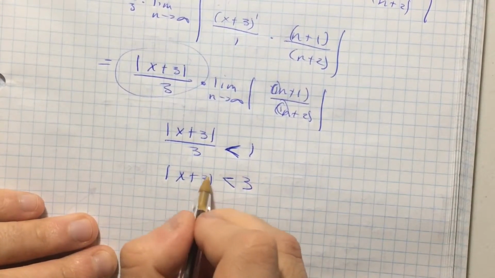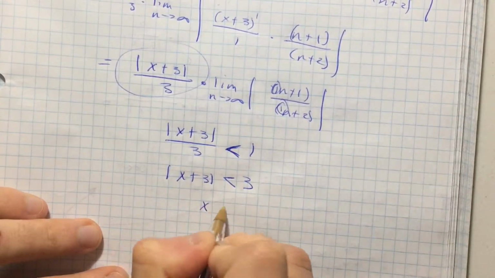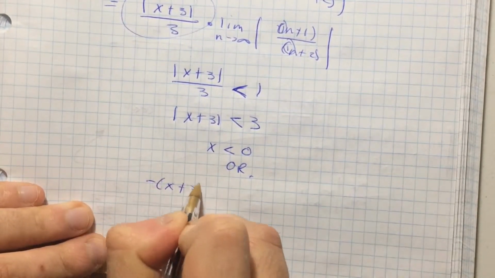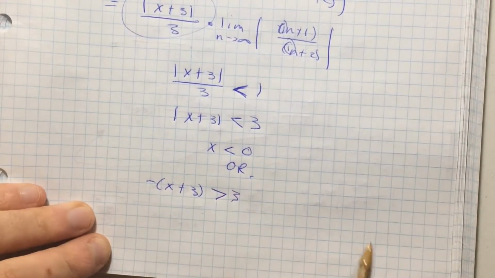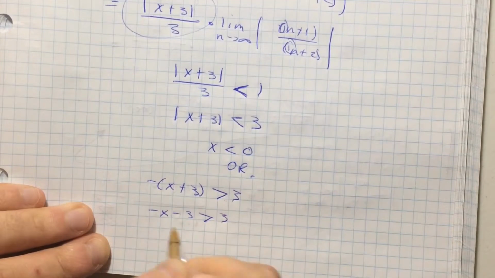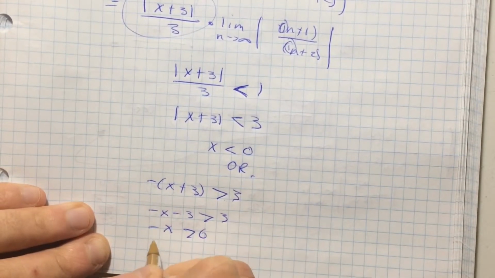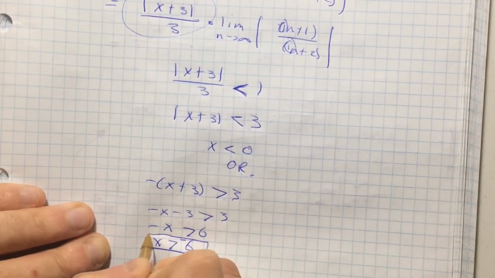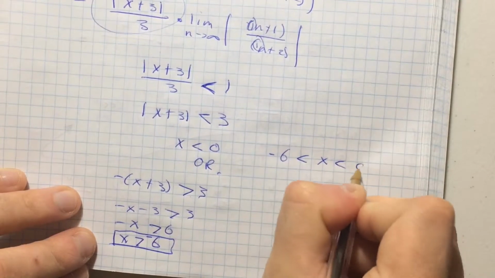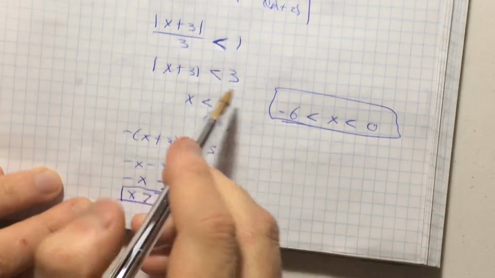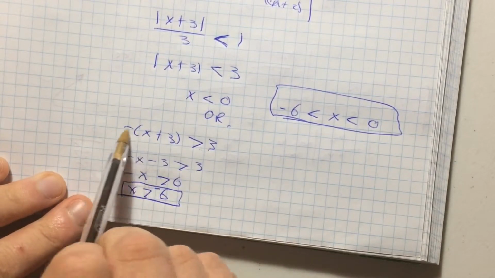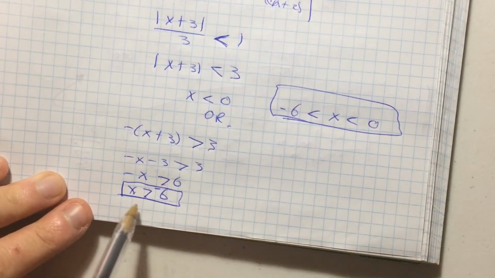Now I say to myself, if x plus 3 is greater than negative 3, then x is greater than negative 6. And if x plus 3 is less than 3, then x is less than 0. So my open interval of convergence is finally negative 6 is less than x is less than 0. That is my open interval of convergence, because I found out the one bound and then multiplied the whole thing by negative 1 to find the other.